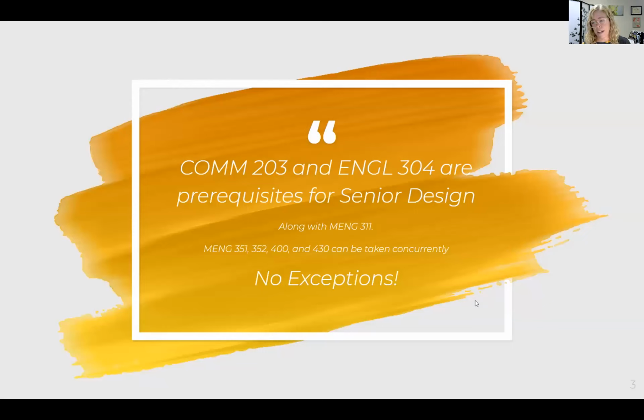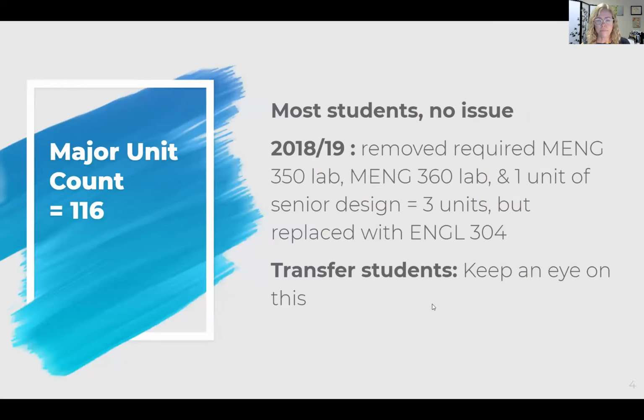Also, I'm going to say it a couple times in this presentation, but I want you to know that COM 203 and English 304 are required before you take senior design. They are absolutely prerequisites now. So there's no getting out of taking them later. You have to take them before you take senior design. That, of course, is along with materials science, and then 351, 352, 400, and 430. Those can be taken concurrently, but those are the prerequisites, co-requisites for senior design.